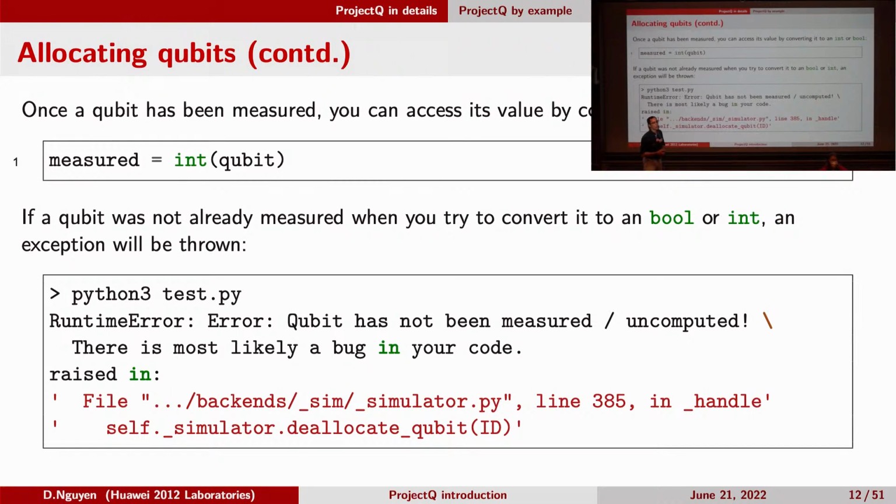It might be a bit annoying sometimes, because even if you're not doing anything with the qubit, or you know it's a qubit you're not using anymore, Project Q, at least the simulator, kind of forces you to measure it. But this is also a good way of catching some bugs. For example, if you have an algorithm where you compute something and then you want to uncompute it, and you make a mistake when uncomputing, this would catch those kinds of mistakes.